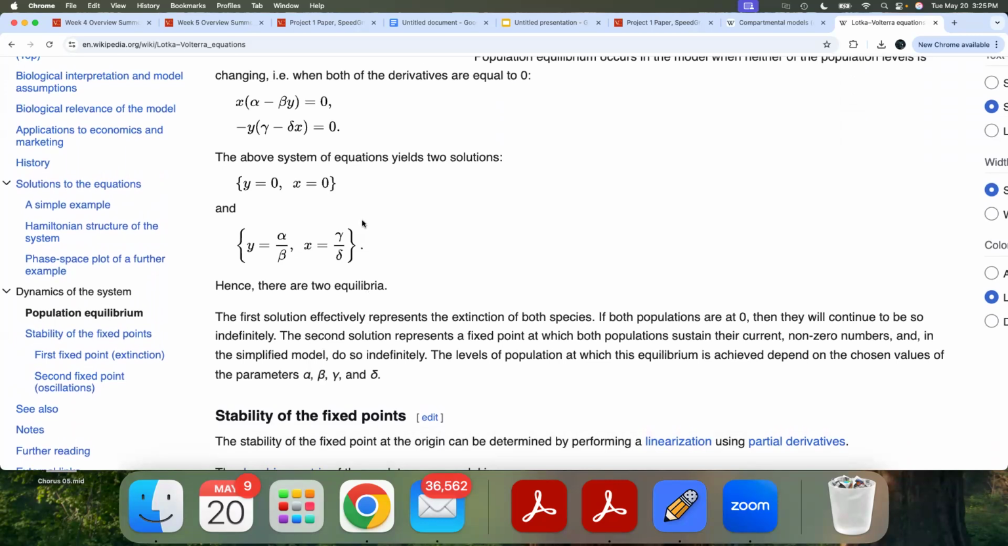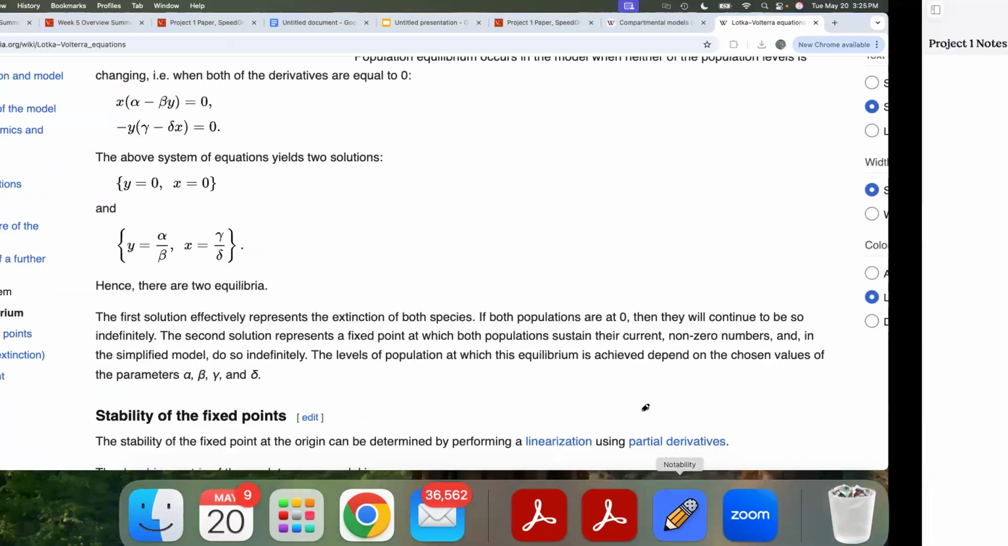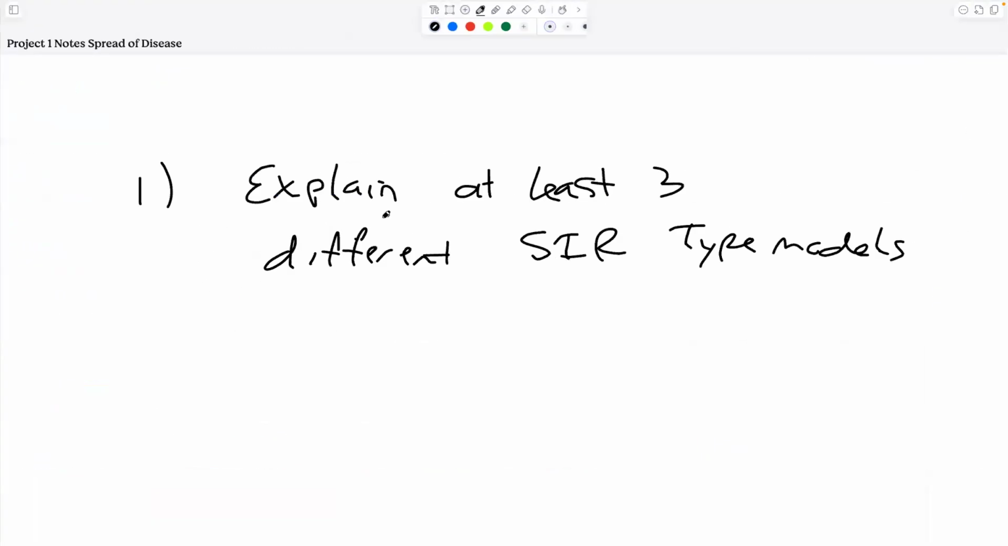Then, once you've got all this, absolutely, this part is required. We're not really talking about zombies. We're talking about the spread of disease. So at the end, let me put all this here. So one, explain at least 3 of the SIR models. Then two, do other types of models.